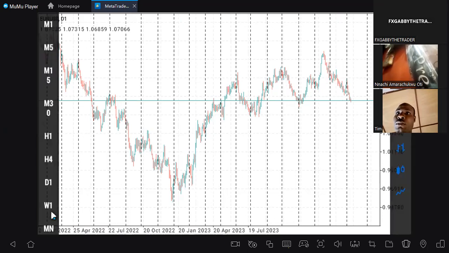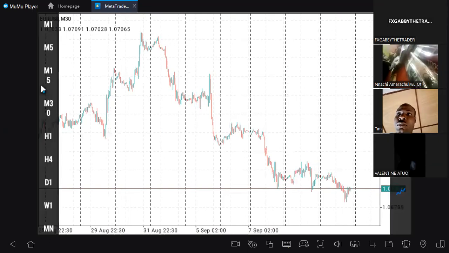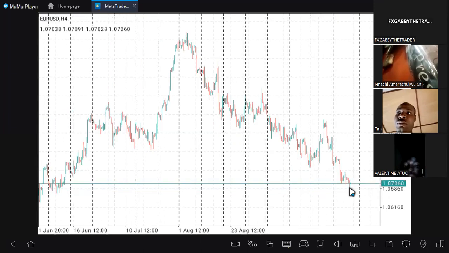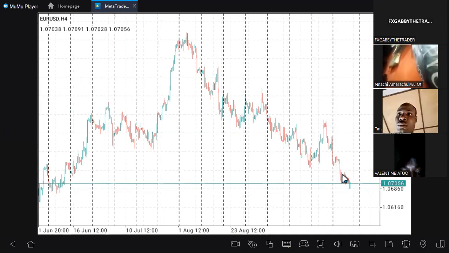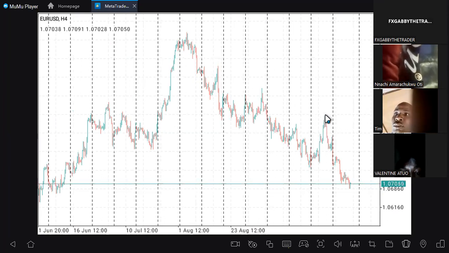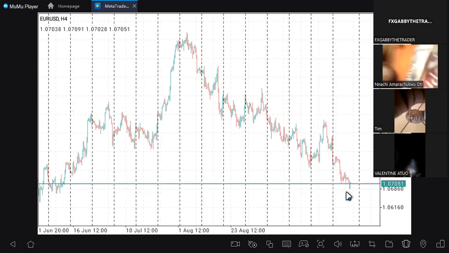Remember, I'm teaching you about the time frame. Each candlestick here, whatever time frame you set it to, whether it is 4 hour, that means each candlestick is representing 4 hours. If you add up the whole candlesticks to here, you will get the number of hours that it took for the market to crash from that place to this place.